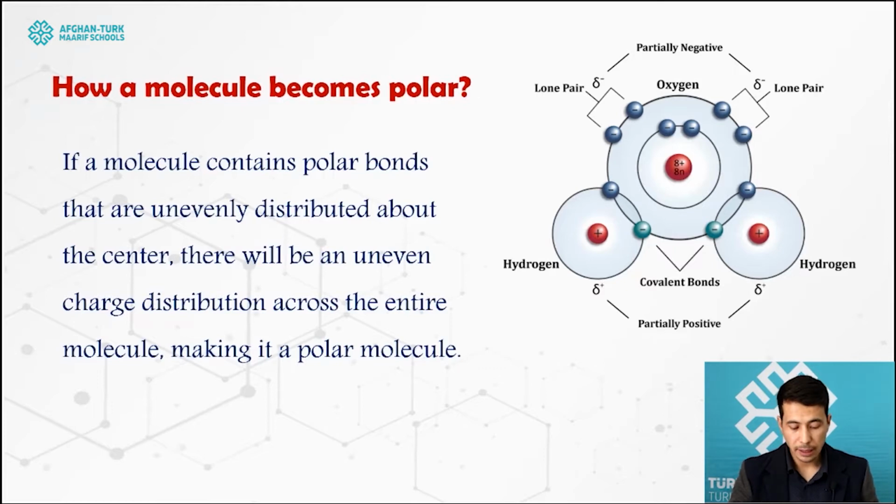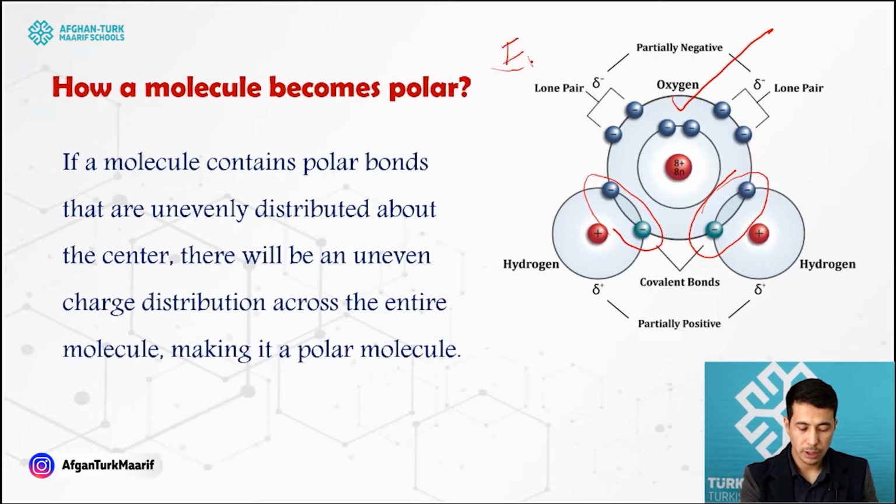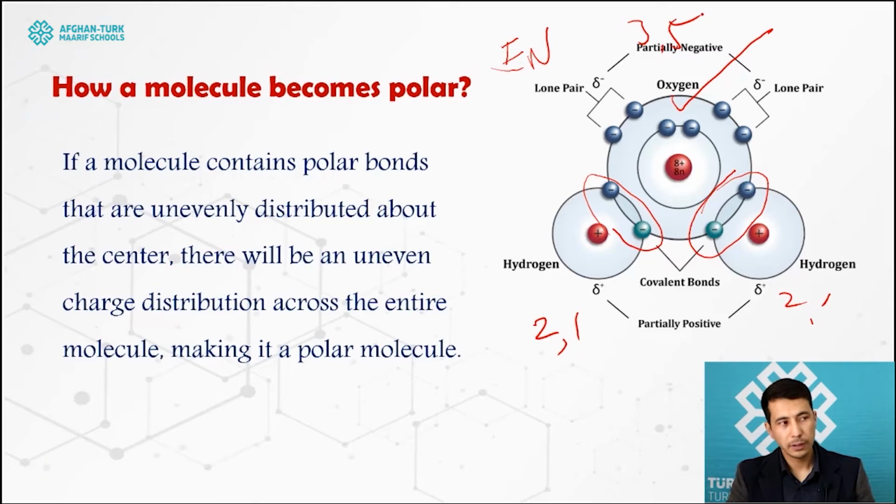For example, let's see a water molecule. You can see in this part there are two electrons over here and two electrons over here. This part is oxygen. We know that oxygen is more electronegative, and hydrogen is less electronegative. It's 2.1 and also 2.1 for hydrogen, and this was 3.5 for the electronegativity of oxygen.